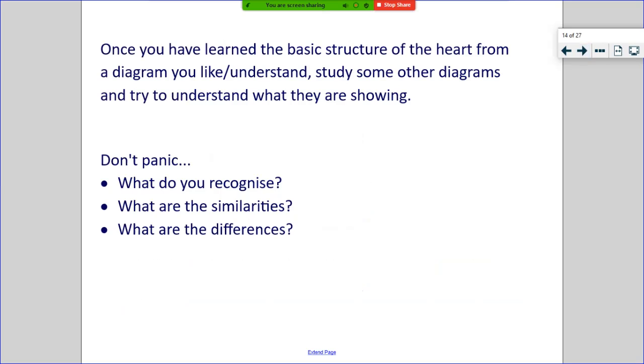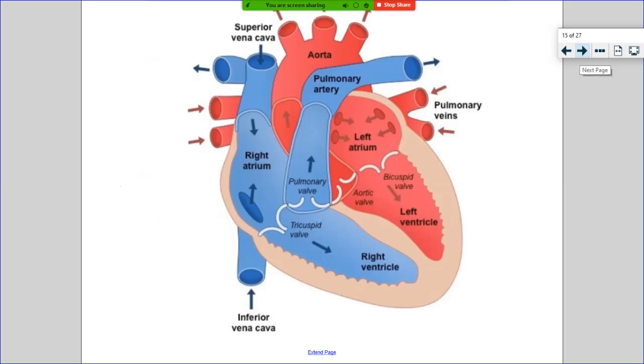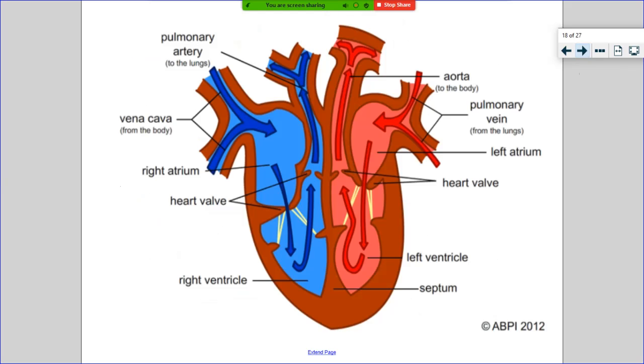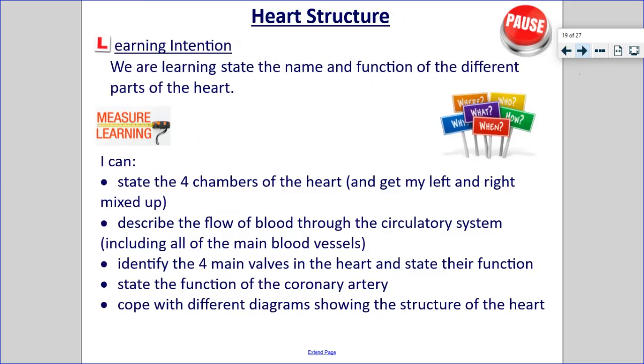So have a look at the next few slides, and we're just going to show you a few different diagrams. So feel free to go back and pause the video and look at some of those diagrams, and just check that you understand what the different parts of the heart are showing. Pause the video now, have a look at the key learning points, and if you've got any questions, use these key points to help you think what your questions are.